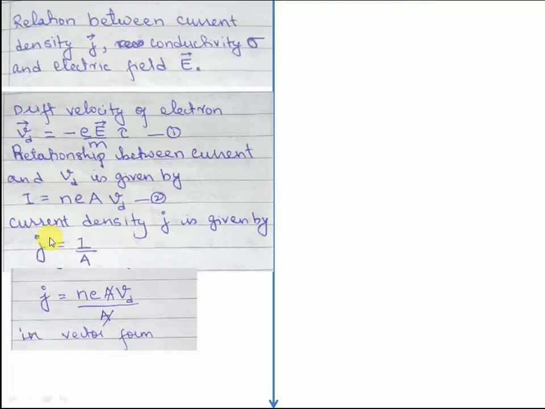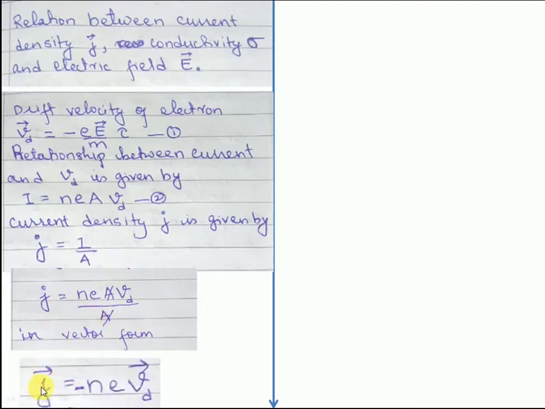So let's put the value. For Vd, I'm putting the value of current, and the area I'm cancelling. Now if I want to write this in vector form, the velocity and the current are in opposite directions. The electron flow is in one direction, but the direction of current will be in the opposite direction. So in vector form I have to write negative.